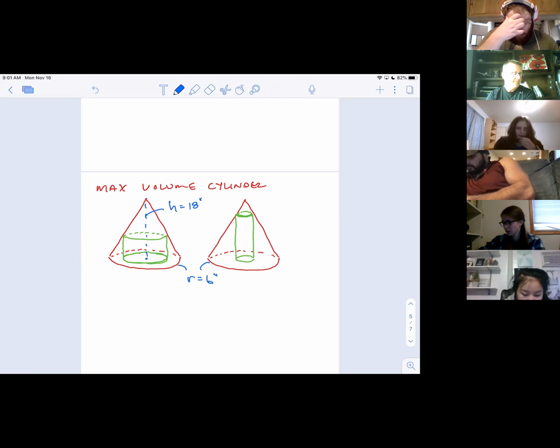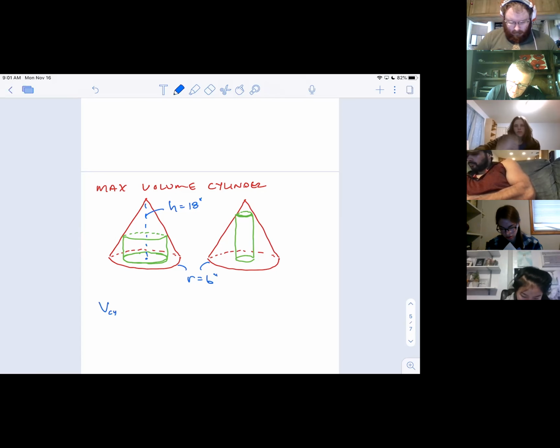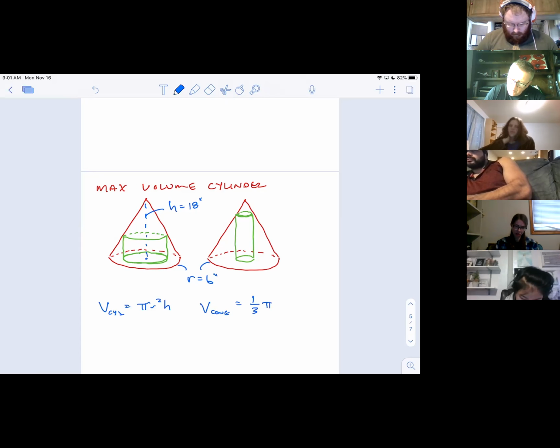So the volume of a cylinder would be like pi r squared times the height, right? Yeah, so let's just write ourselves a couple formulas. Volume of the cylinder is pi r squared h. And the volume of a cone is 1/3 pi r squared h.